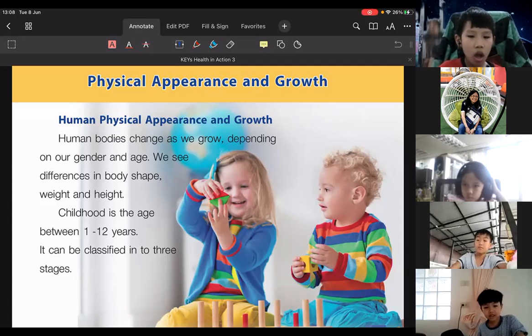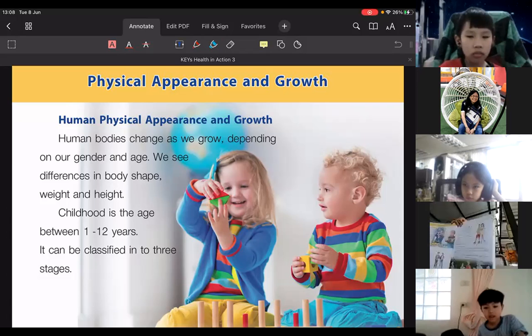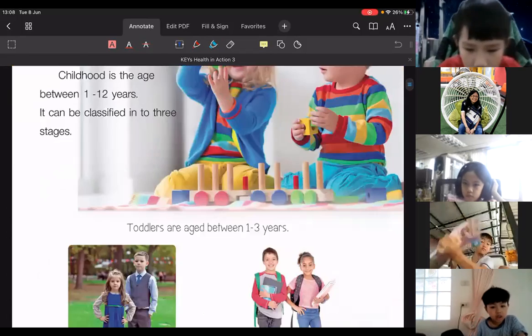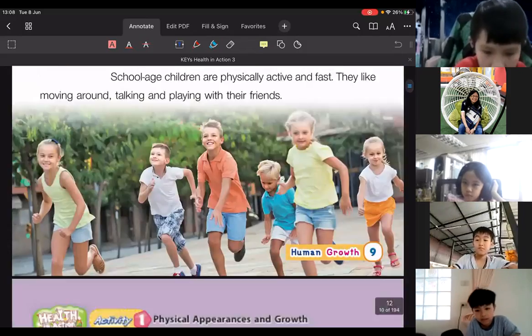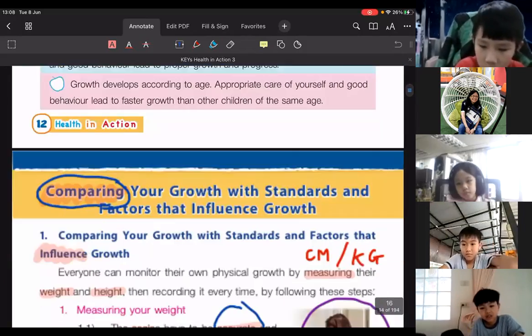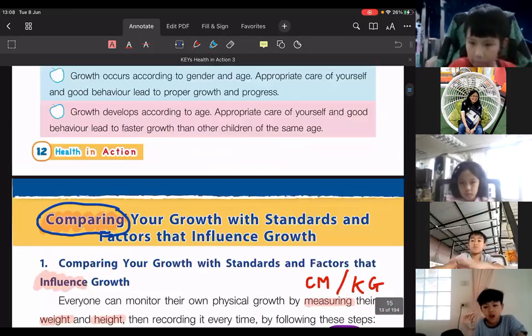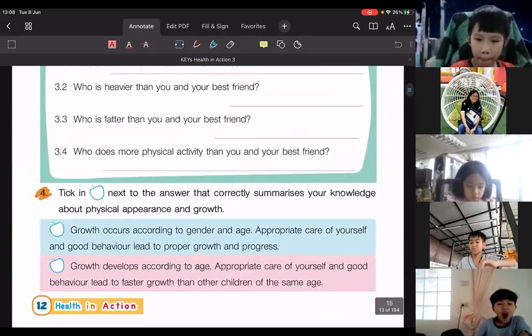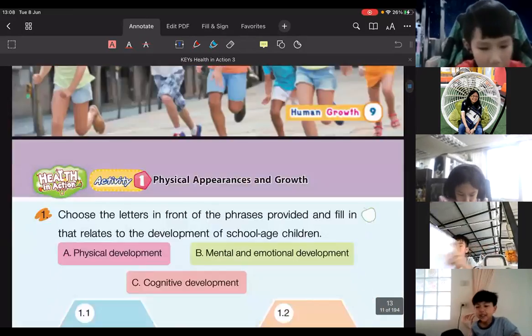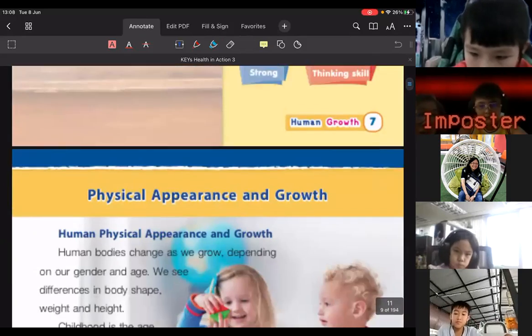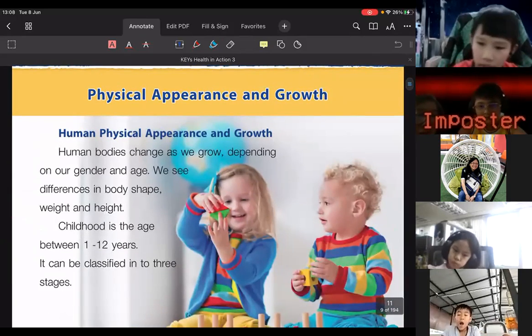Okay, so physical appearance and growth. I think before we start, I shall show you where we're going to finish. Okay, here, this is part of your video, okay? So I don't want to go past page 12. So 4 pages, and then we'll play Kahoot, okay? So quick and easy lesson today.